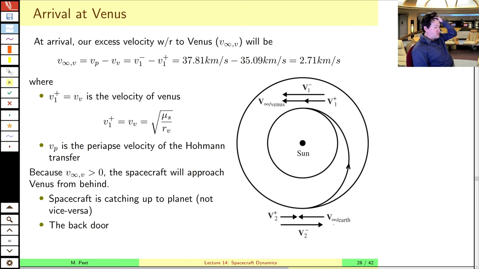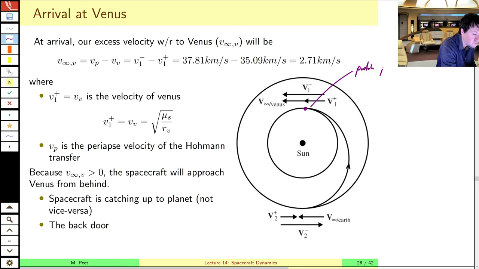Next, we transition through our Hohmann transfer and arrive at Venus, where we are faced with the opposite problem we had before. We have some velocity with respect to Venus, and we would like to enter Venus's orbit. It's really the same calculations we had before. Use energy conservation, transition through our patch point, where we go from heliocentric to Venus-centric inertial coordinate systems. So this is that transition, this part right here.